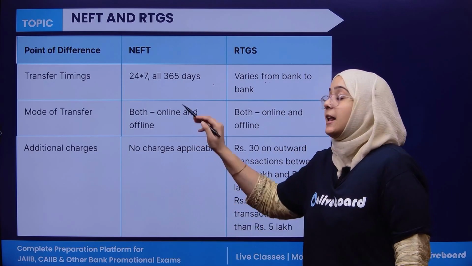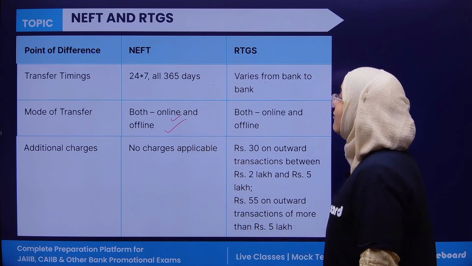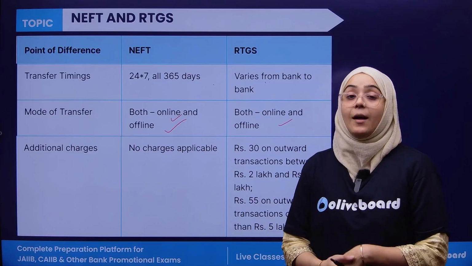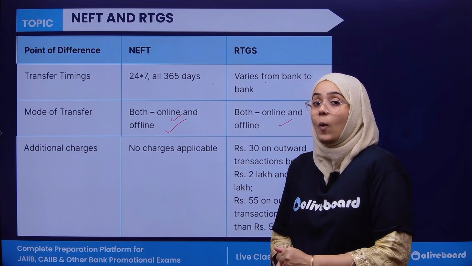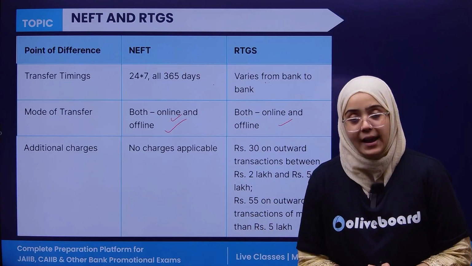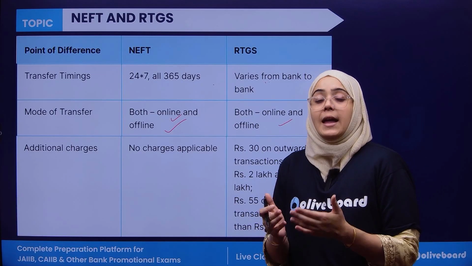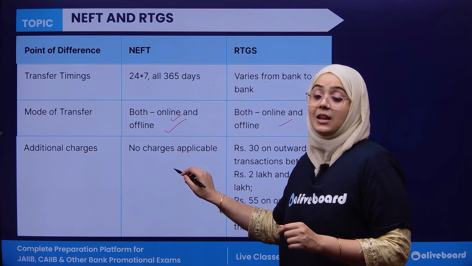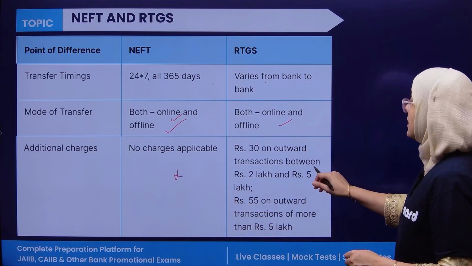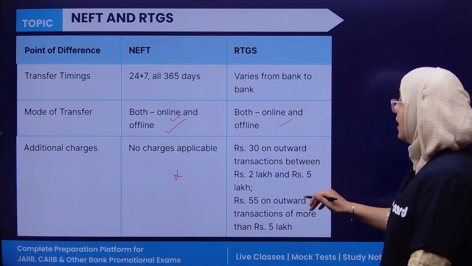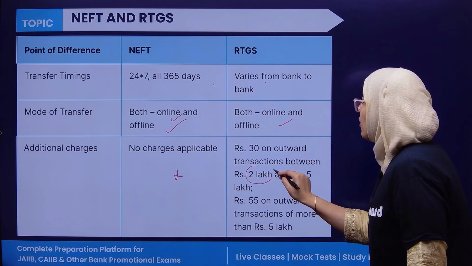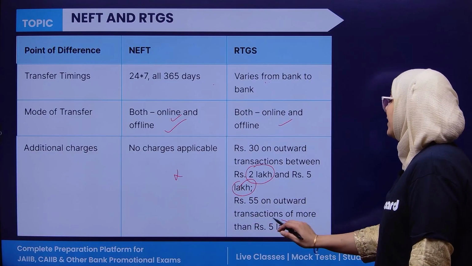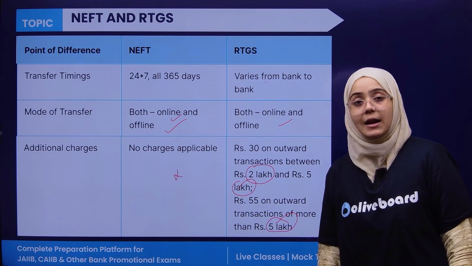Mode of transfer, it can be both online as well as offline. RTGS can be done both offline as well as online. You can submit the request at the bank for the RTGS offline, as well as you can do it online via app or any other thing. Additional charges, here there are no charges applicable. There are some charges like rupees 30 on the transaction if the amount is between 2 to 5 lakh, and 55 on the transaction of more than 5 lakh.